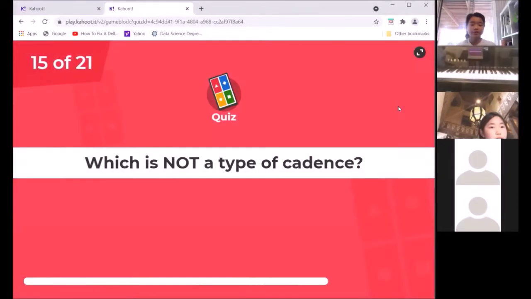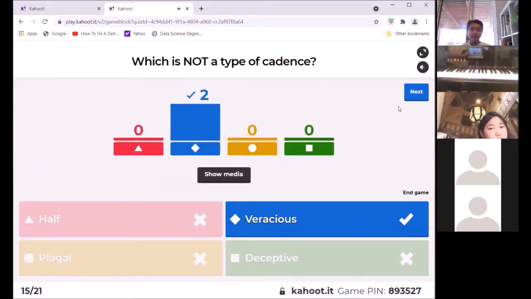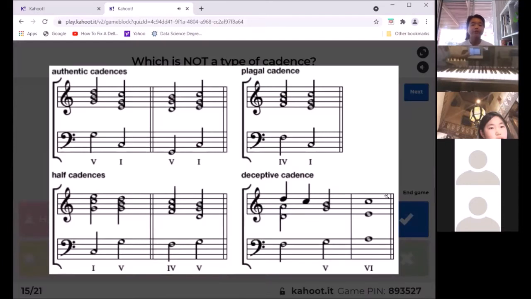Next question is, which is not a type of cadence? Okay, good job. As you can see in the image, we have authentic cadences, plagal cadences, half cadences, and deceptive cadences. And these are the four most common types of cadences that we are going to encounter.